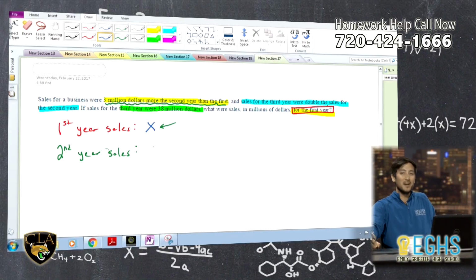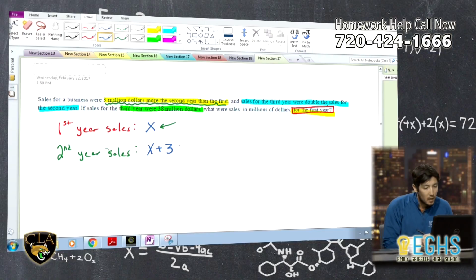If X is the amount of money they have in the first year in sales, then X plus 3 has to be the second year. So why do you use 3? This throws my students off a lot. Why do I use 3? Because we're saying 3 million, 38 million. If we were saying 3,574,000 something, then I would have to write all that out probably. But there's no reason to do this.